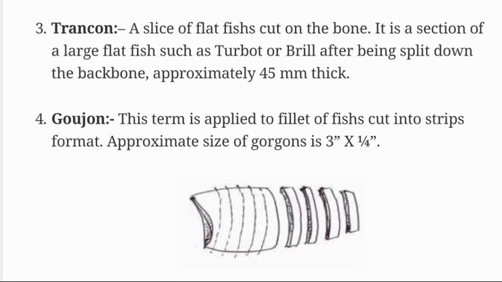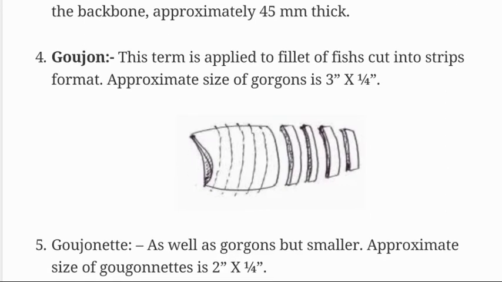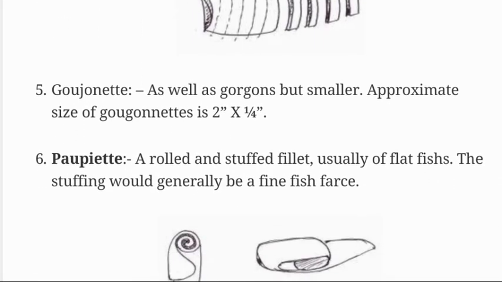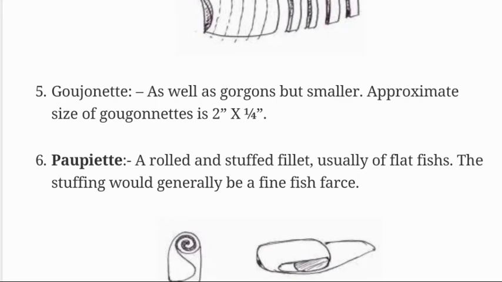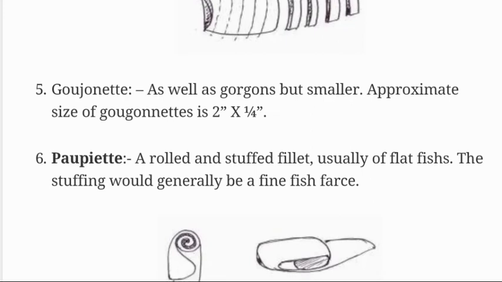Troncon, a slice of flat fish cut on the bone. It is the section of a large flat fish such as turbot or brill after being split down the backbone, approximately 45 mm thick. Goujons. This term is applied to fillet of fish cut into strip format. Approximate size of goujons is 3 into 1 by 4 inches. Goujonettes are the same as goujons but smaller. Approximate size of goujonettes is 2 into 1 by 4 inches.